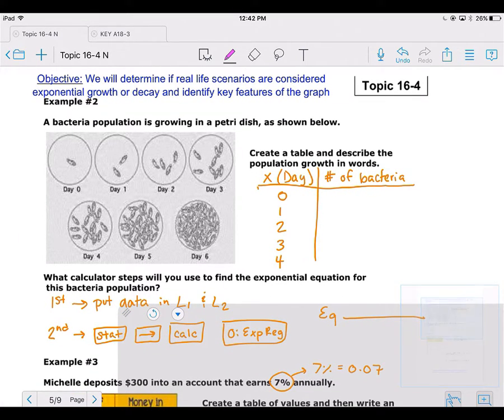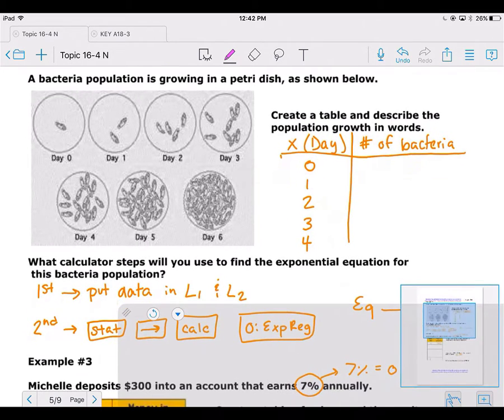So if we are given information, we can come up with our own trend lines, and here's how we're going to do it. In example 2, we are talking about a bacteria population being grown, and they asked me to create a table and describe the population in words.